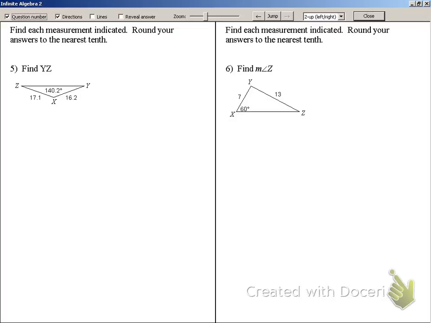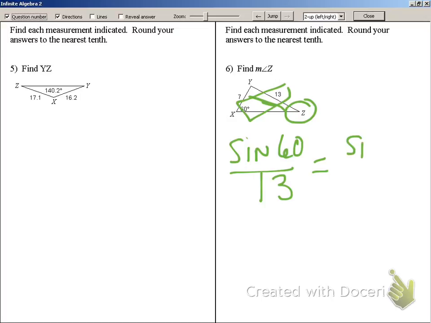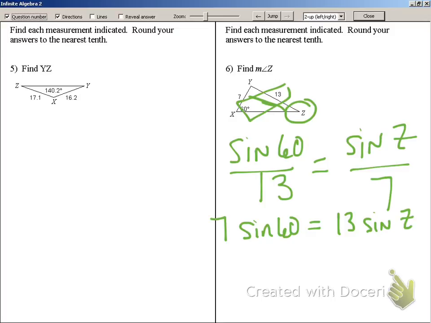For number 6, it's not the law of cosines. We should just simply use the law of sines. I'm sorry. Looking here, I've got the opposite side, and looking here, I've got the opposite side. So I have the sine of 60 degrees over 13 is equal to sine of z over 7. And I simply cross multiply and divide. So I'm going to say 7 sine 60 equals 13 sine z. Remember, we can divide both sides by 13.